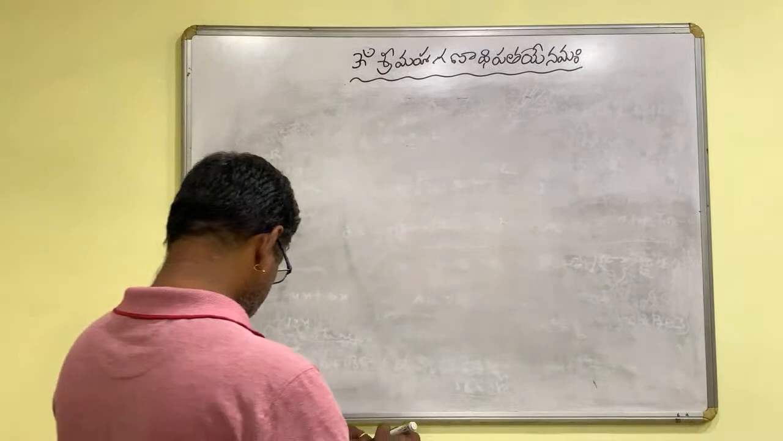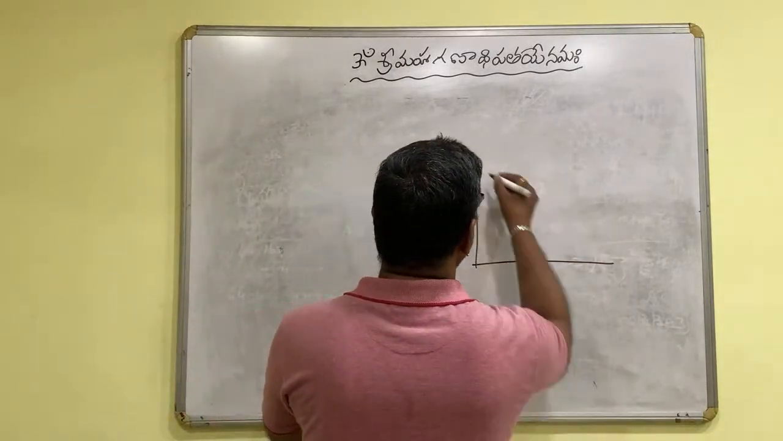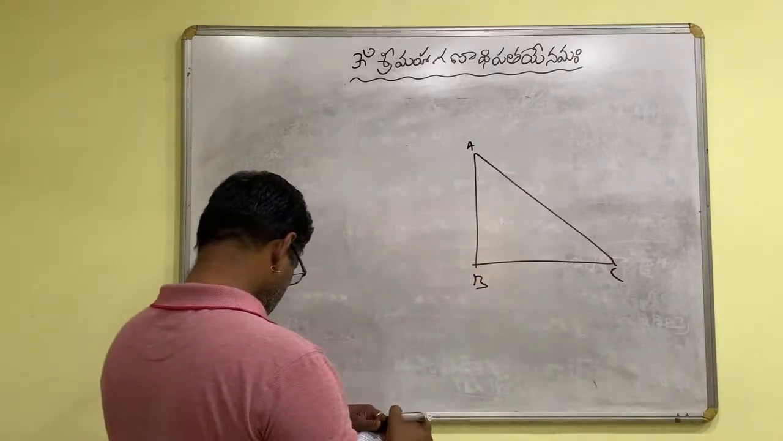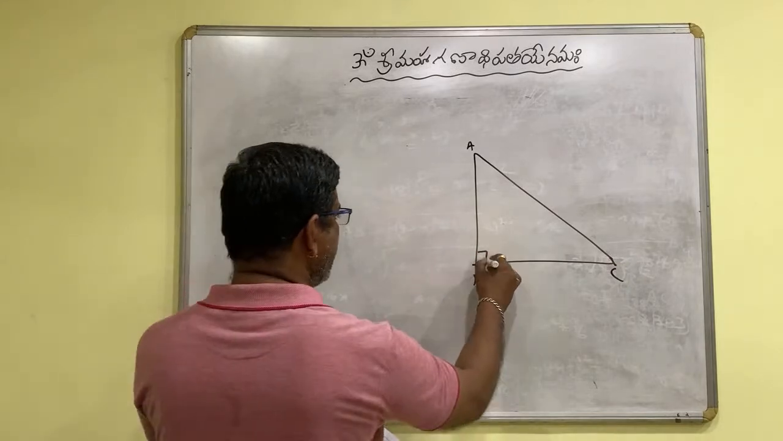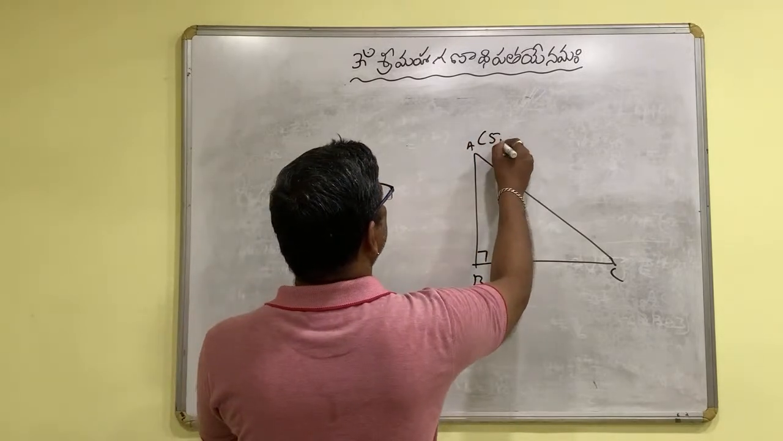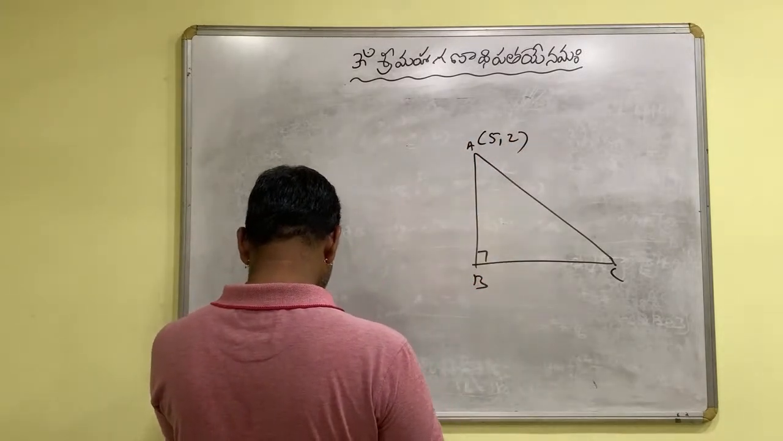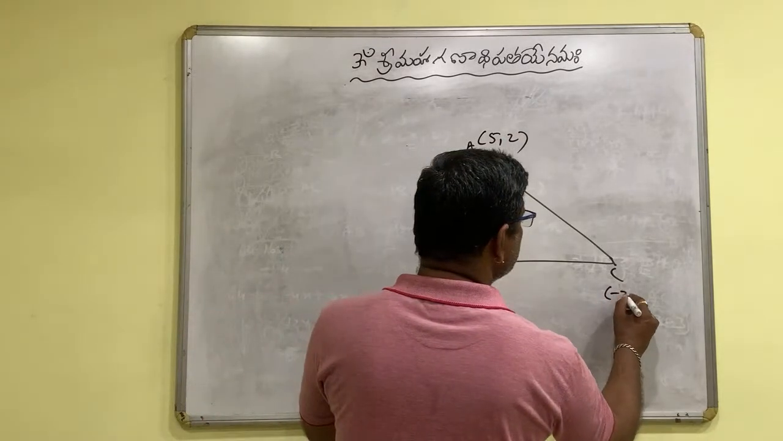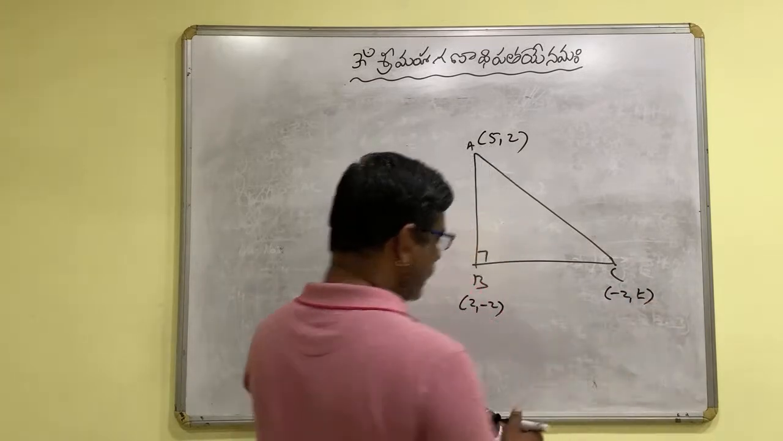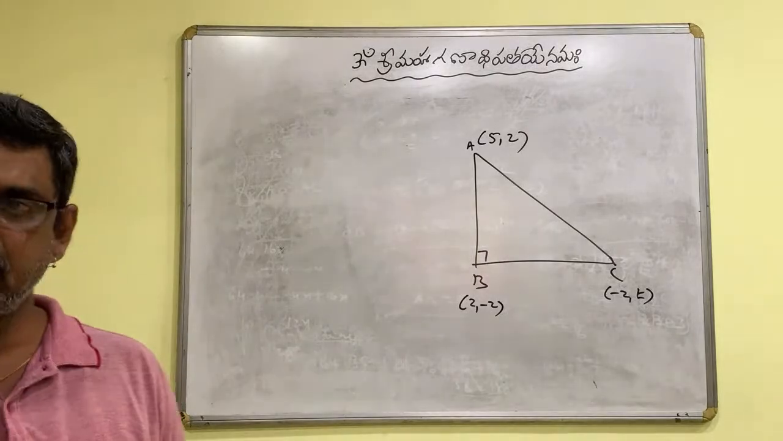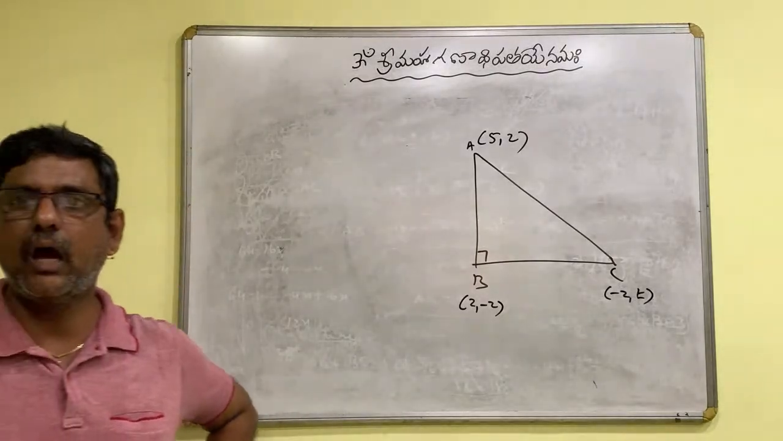See, there is a right triangle ABC, right angle at B. A (5, 2), B (2, -2), C (-2, t). Now children, can you tell me how to calculate t? I want answers from you. How to calculate t?